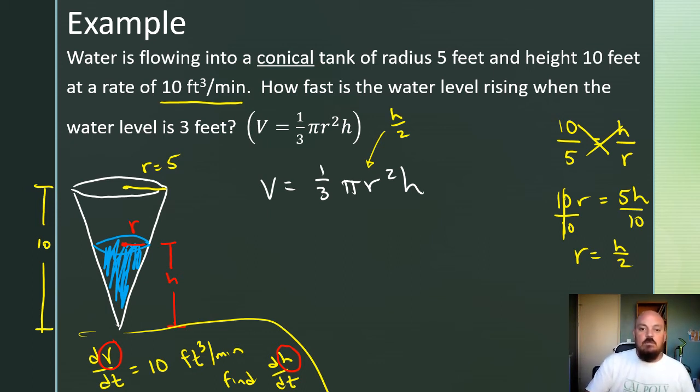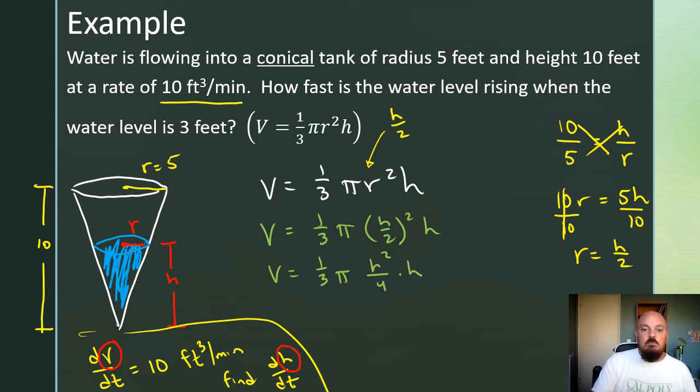If r equals h over 2, let's just change it into h over 2. So what I get now is V equals 1/3 pi times (h over 2) squared times another h. Now let's clean that up a little. If I square the h over 2, I get h squared over 4. And if I combine everything, if I multiply the 3 and the 4, I get 1/12 pi h cubed. So what I have now is exactly what I needed the whole time. I have a formula that relates V and h only.